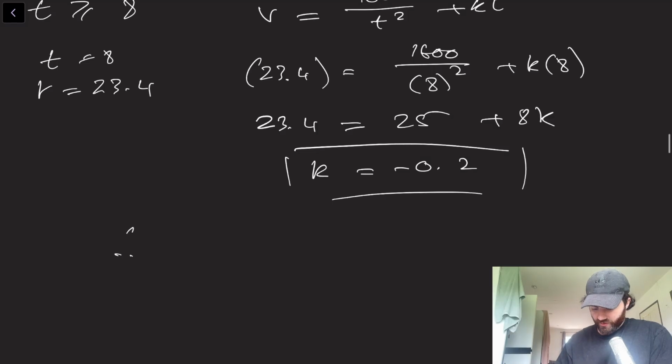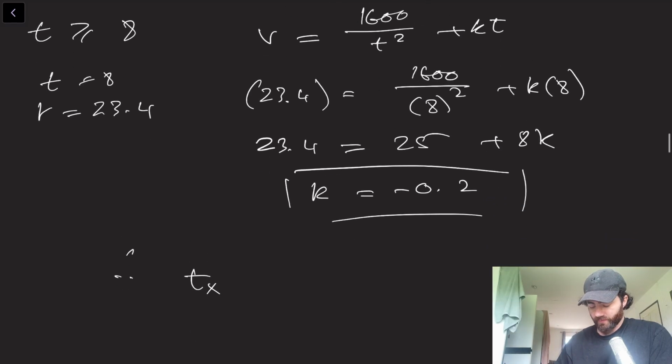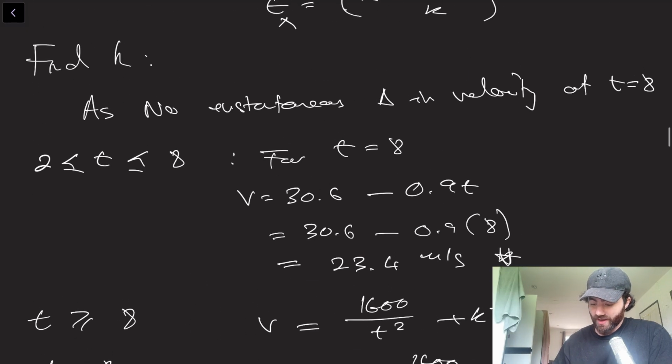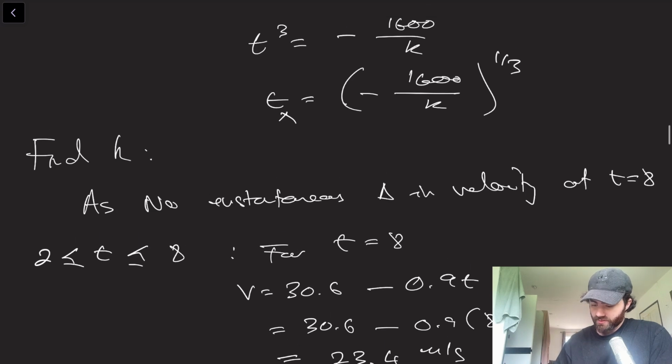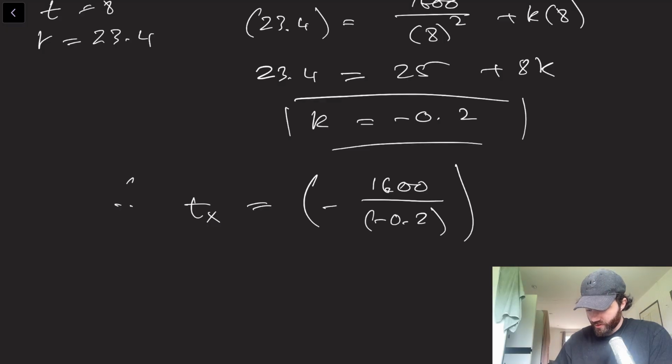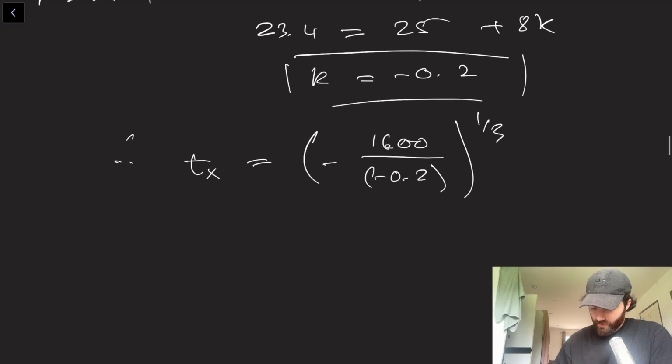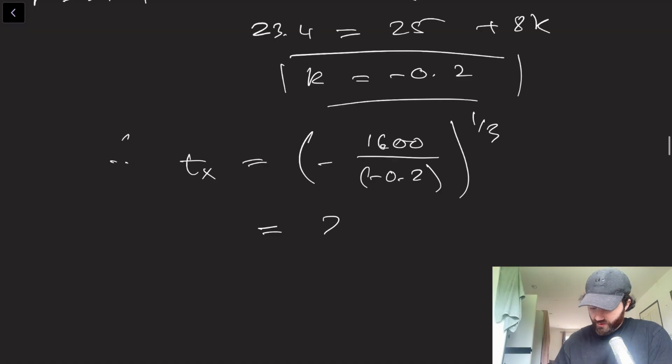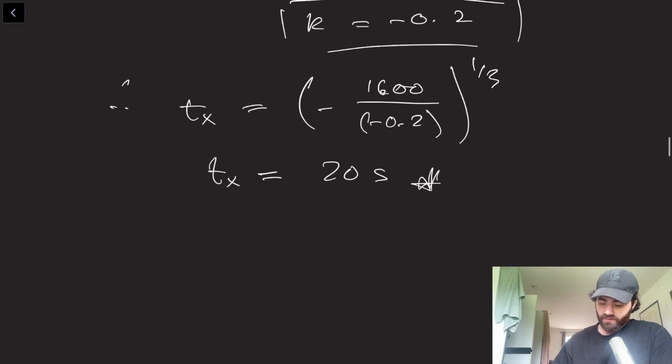Okay, so therefore t of x, the point at which this particle comes to instantaneous rest, will be the cube root of minus 1600 over k, which is minus 0.2. That is the cube root of minus 1600 divided by minus 0.2. So it's 20 seconds. So at 20 seconds, this thing comes to rest.